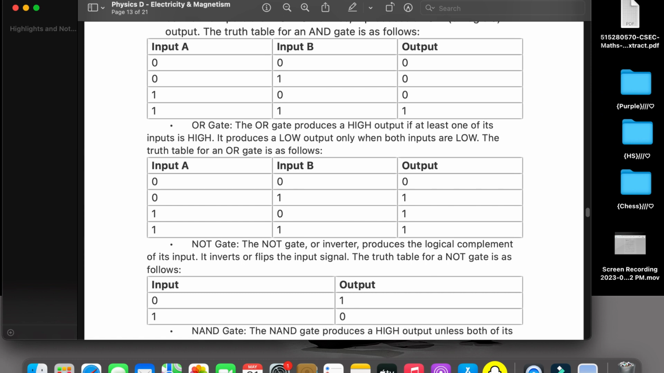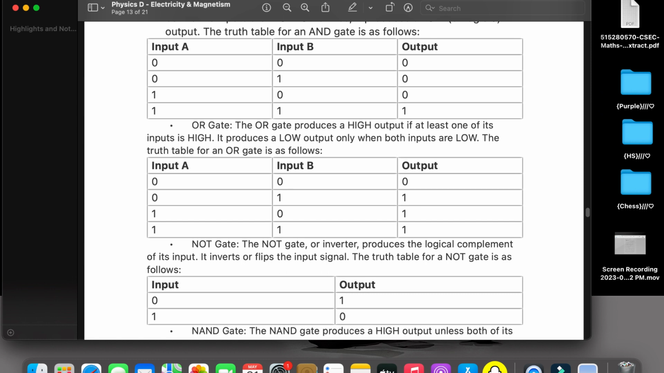NAND gate. The NAND gate produces a high output unless both of its inputs are high. It produces a low output when both inputs are high. The truth table for a NAND gate is as follows: input A, input B, output 001, 011, 101, 110.